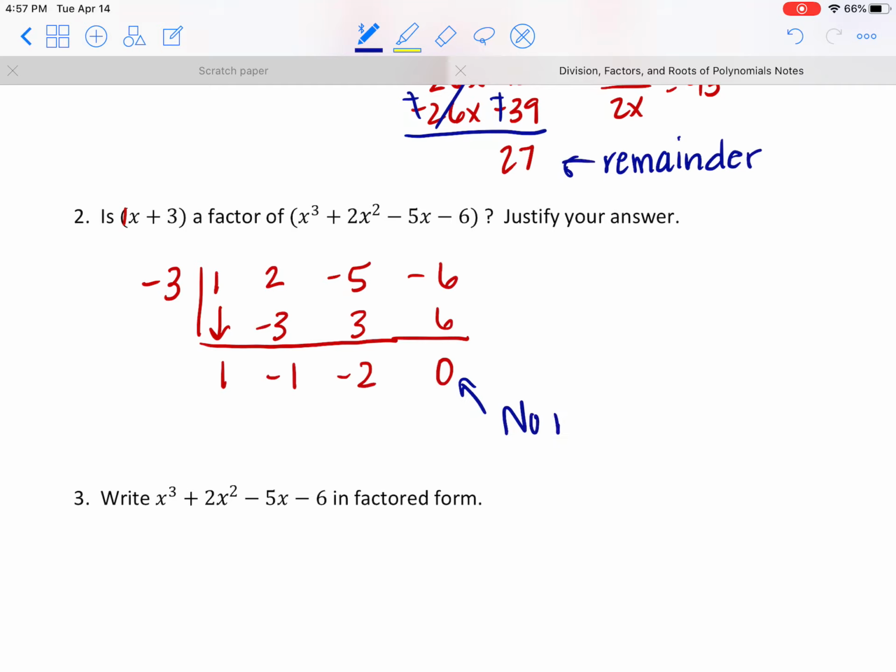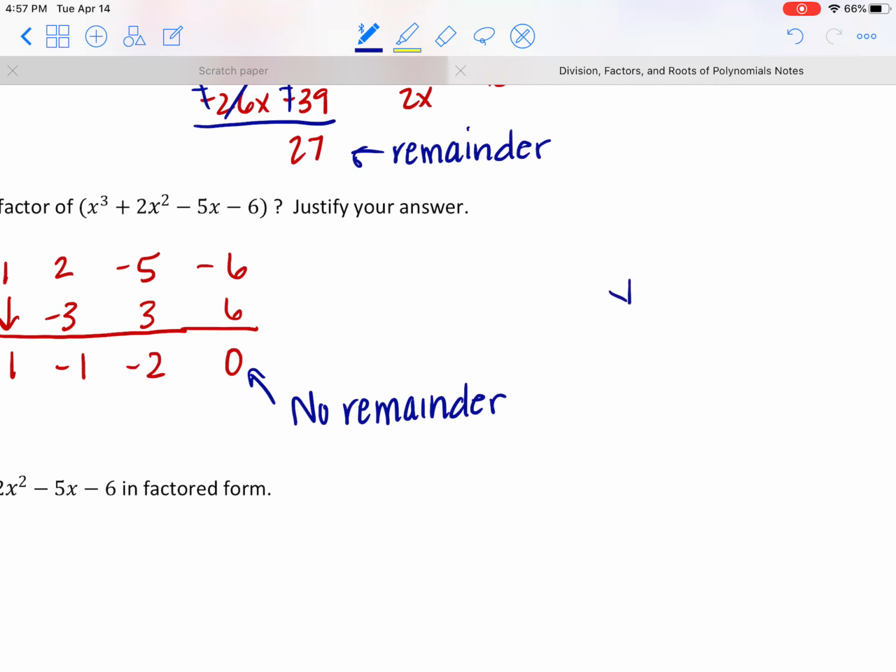and we get 0. That 0 right there means we have no remainder. If there is no remainder when we divide, that means x plus 3 is in fact a factor of that polynomial. So yes, it divides evenly.